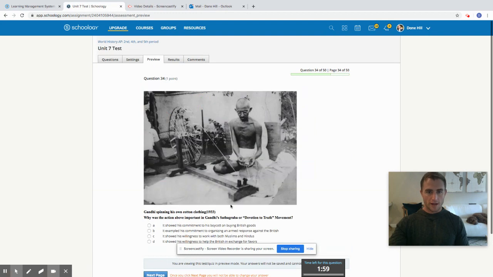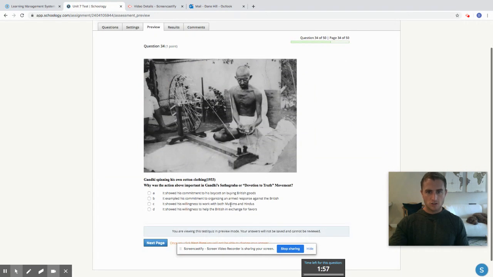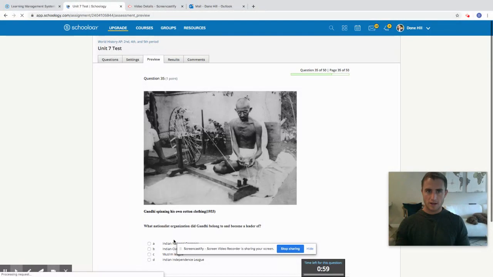Okay, ooh, we got Gandhi. He's spinning his own clothes. And what was the action above? Why was it important for his Satyagraha movement or the devotion to truth movement? Why is he spinning his own clothes? Because it shows his commitment to boycott on buying British goods. I mean, right there, because the British control the textile industry. We don't want to buy British textiles, so we're going to make our own clothes.